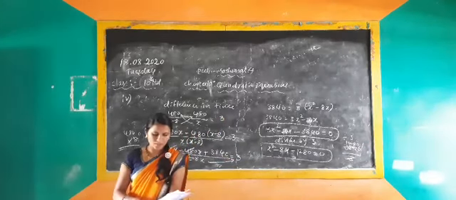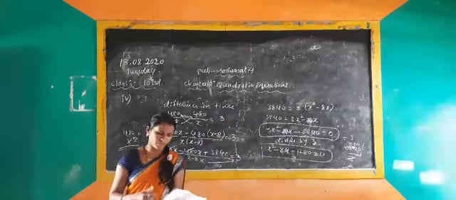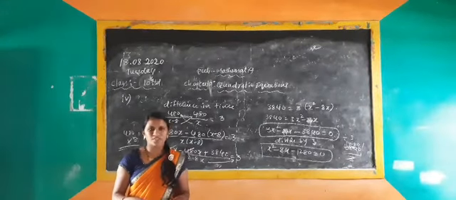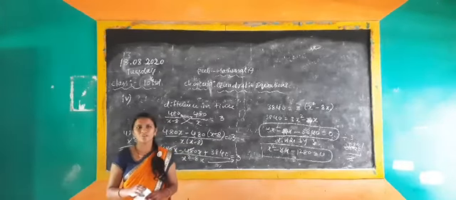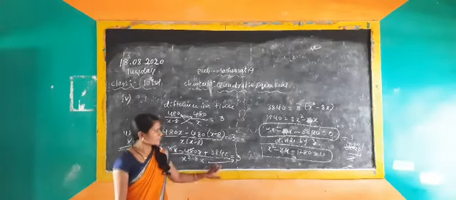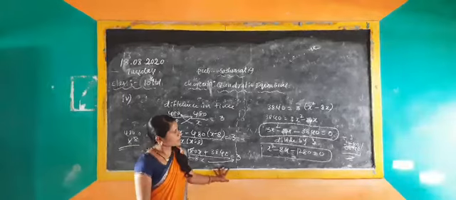I think these three problems are understood. Exercise 10.1 is also completed. You just solve the example problems. Exercise 10.1 example problems, solve in homework. Okay. I think this is also understood.